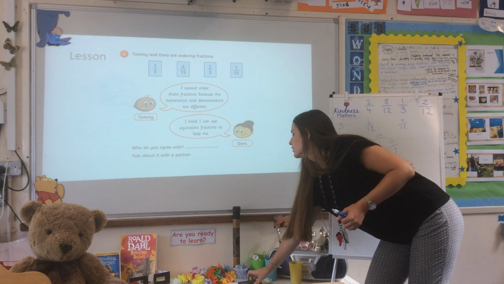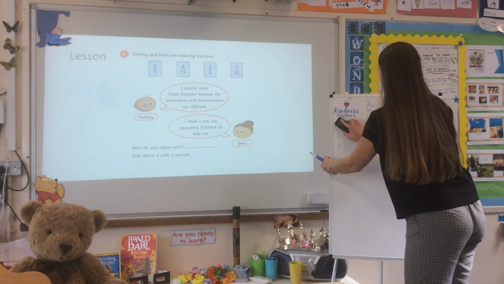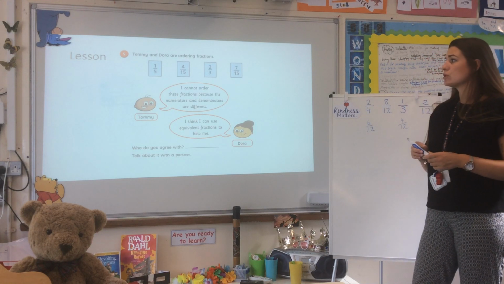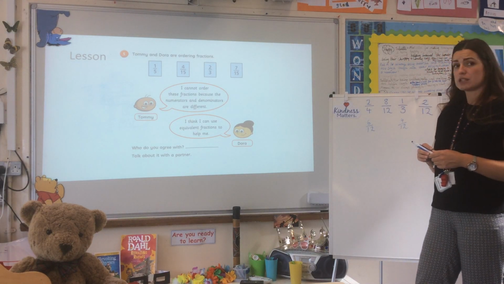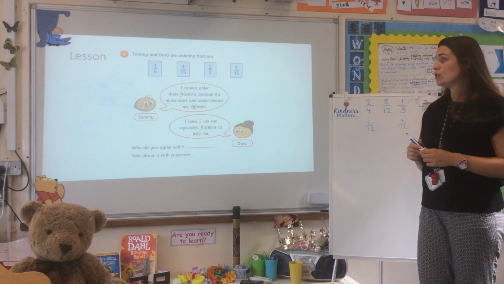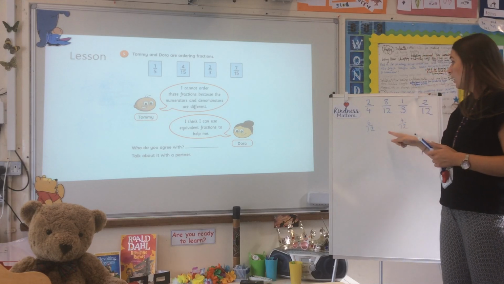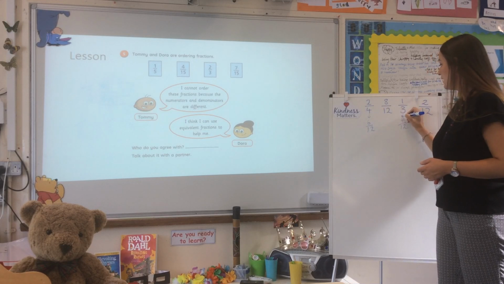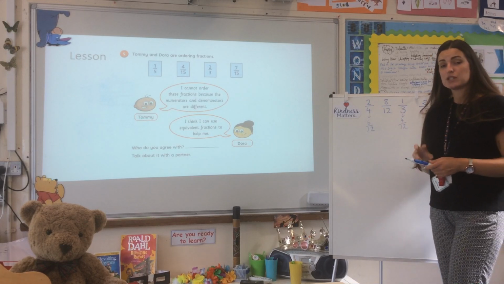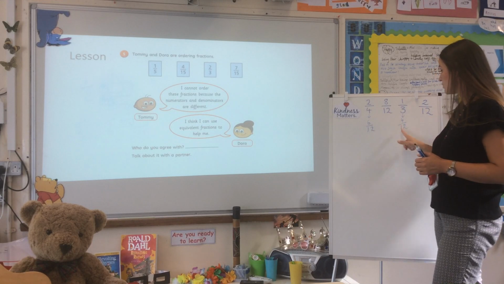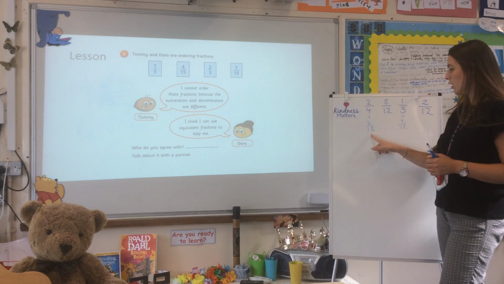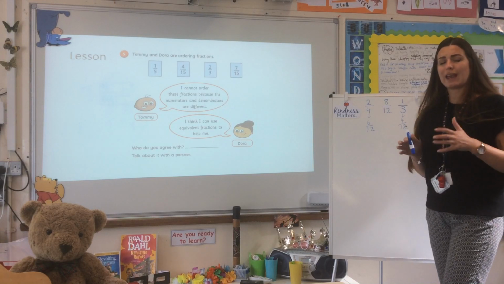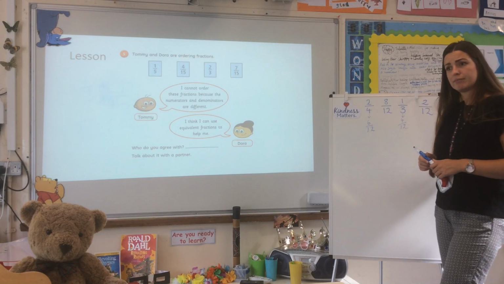So coming back to this question over here, Tommy says, I cannot order these fractions because the numerators and denominators are different. And Dora is saying, well, I think I can use equivalent fractions to help me. What we've done here is we've converted these fractions into their equivalences, which means to make sure that they've all got the same denominator. And now if you look, 6/12, 8/12, 4/12 and 2/12, can I now order these fractions?